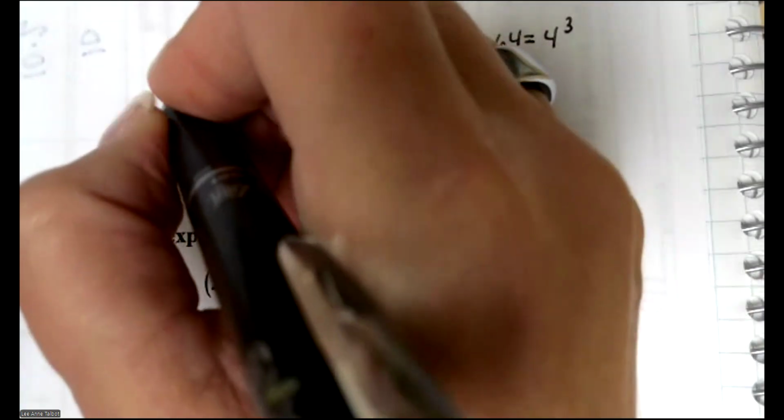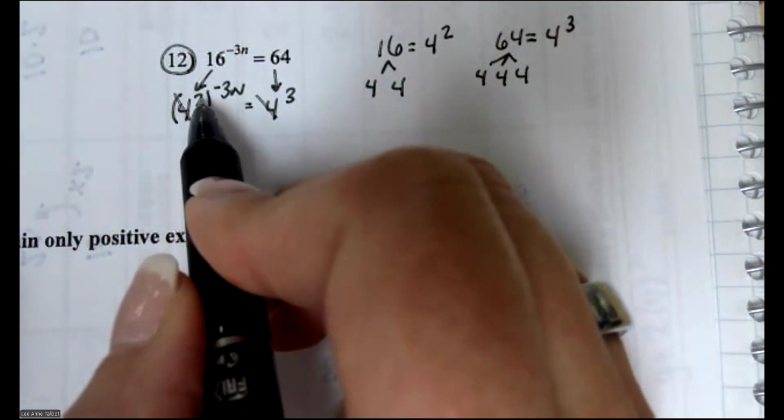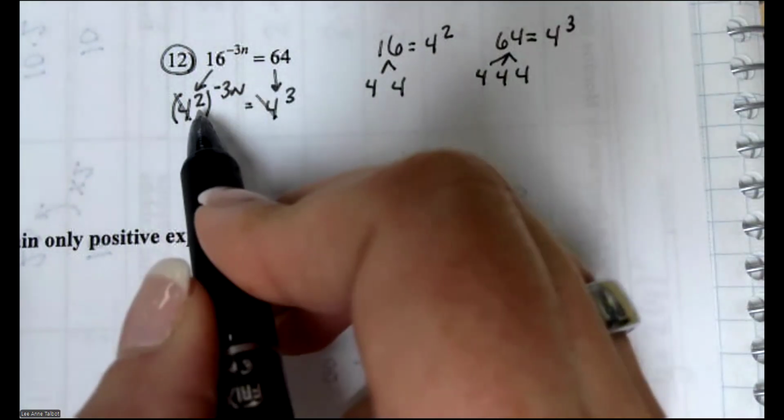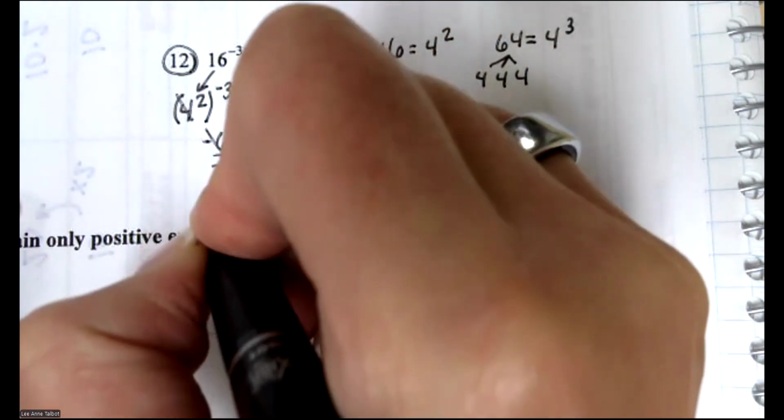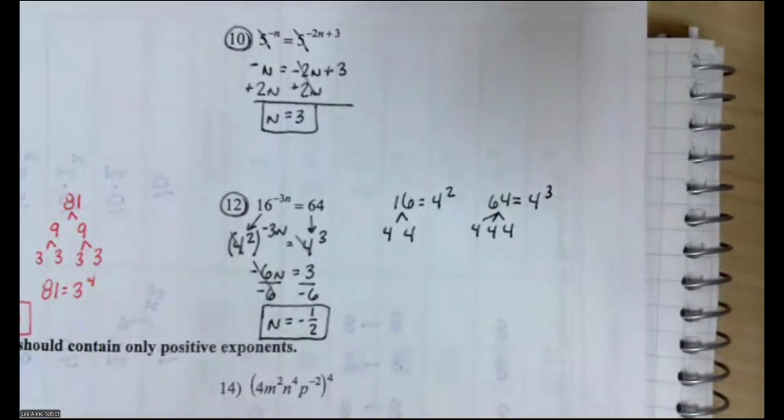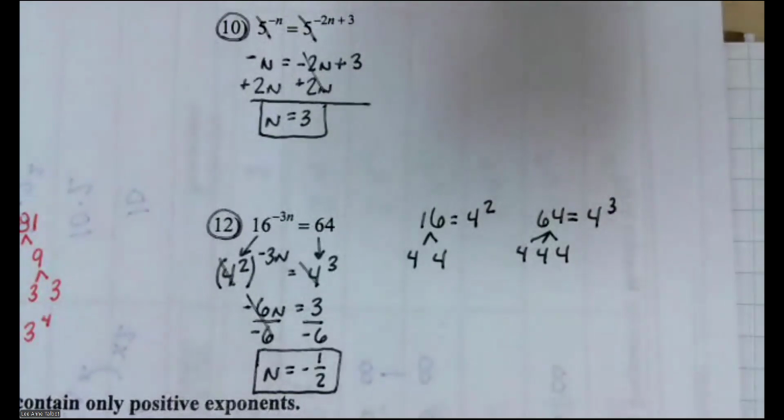Okay, now do I have the same base? Yes. Okay, so cancel, cancel. And the question is, what do I do with these exponents? Multiply them. Great. Negative 6n equals 3. Okay, so there's your 2 warm-ups for today. And the answers weren't too bad.